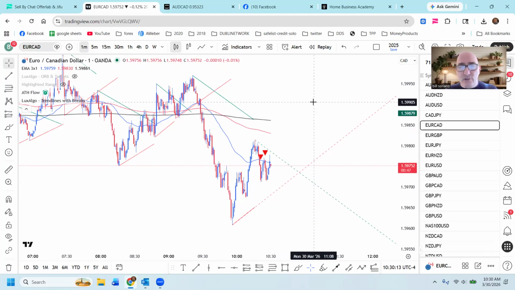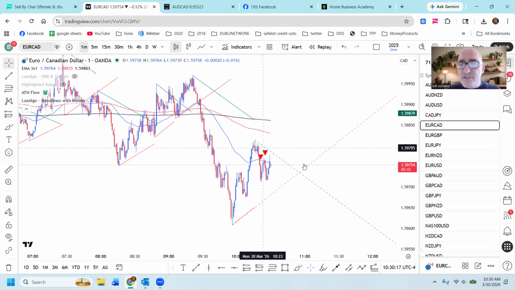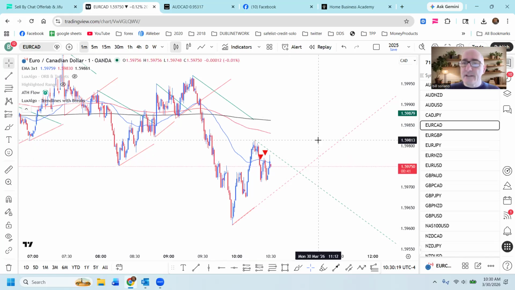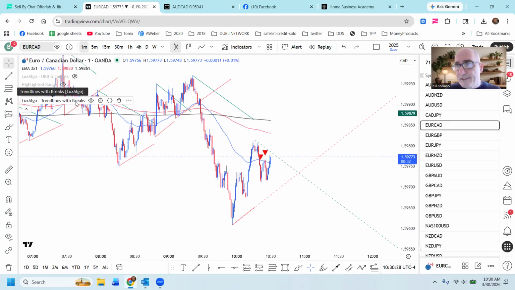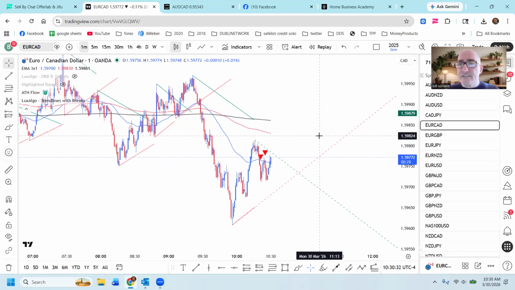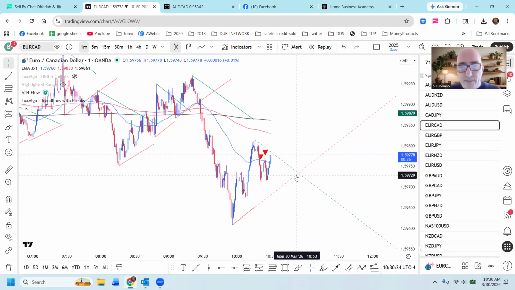Some of them end up being good. But anyway, there's other things. This isn't a buy or sell alert signal. Again, you have to look at the moving averages. You have to look at the trend line. This is the trend line. This is our Lux Algo trend line with breaks indicator that we all use in the community so that we are all using the same trend lines on the 1 minute time frame.